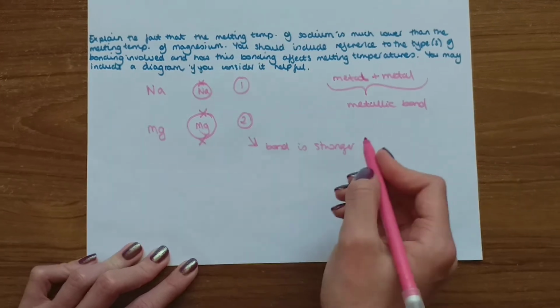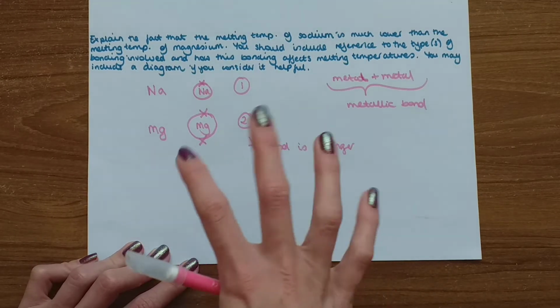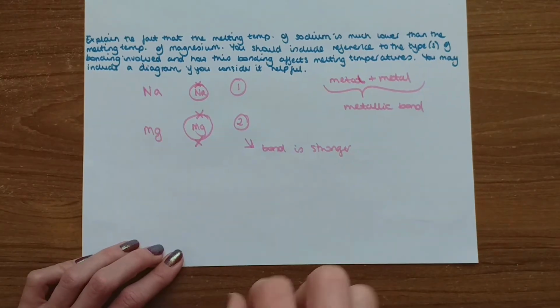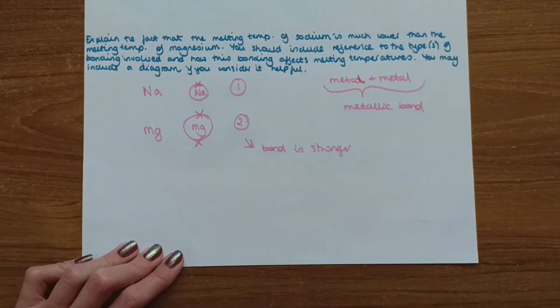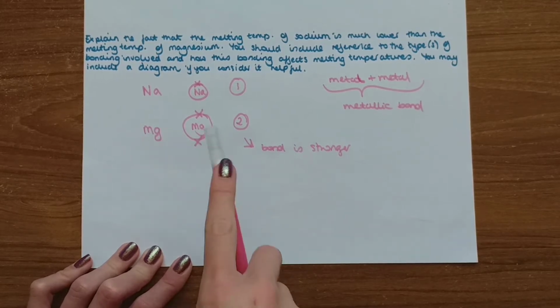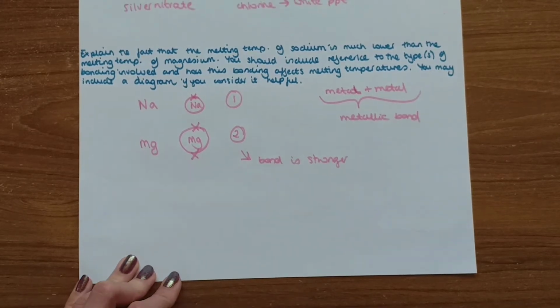So if the bond is much stronger, more energy needs to be put in for this bond to break. And boiling and melting is the breaking of these bonds. So for a compound to melt, you have to break all its bonds first. And for magnesium, it's going to be much harder. That's why it has a higher melting temperature than sodium.